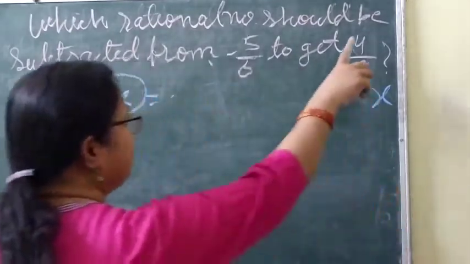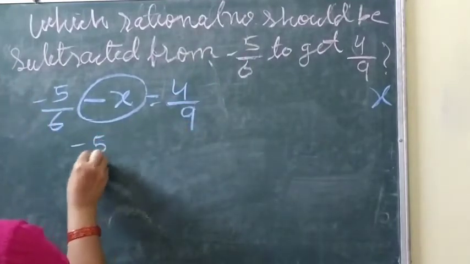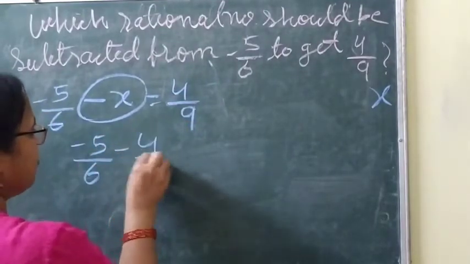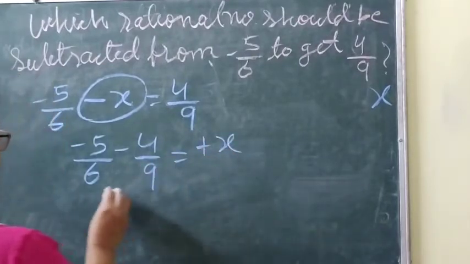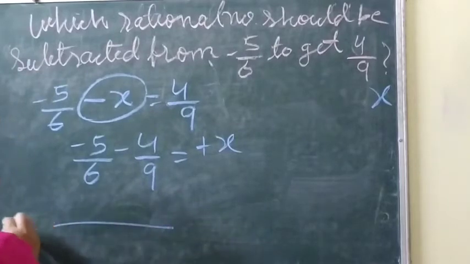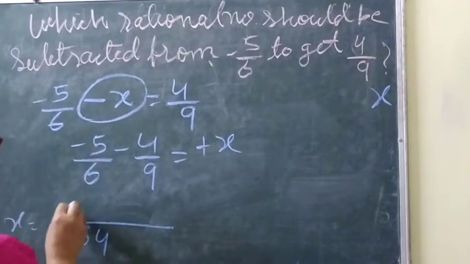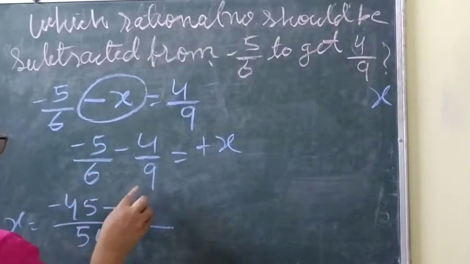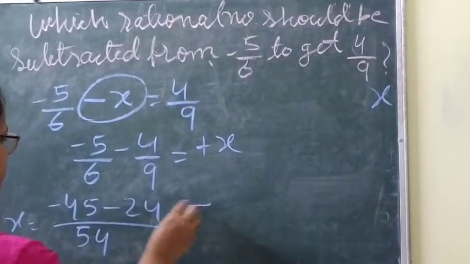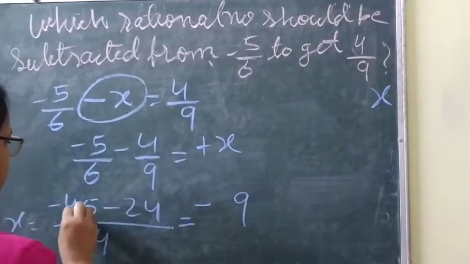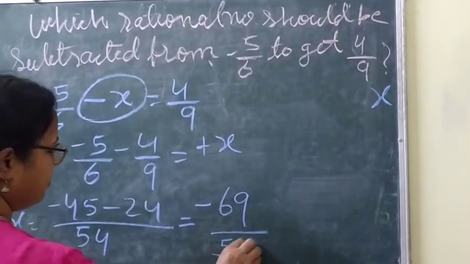Okay? So 4 by 9. Here you write 4 by 9. So minus 5 by 6 minus 4 by 9 and then plus x. Okay? So now take out the LCM, 54. 6 9s are 54, and then here 45, then 9 6s are 54 and 6 4s are 24. Okay? Then minus 45 minus 24, minus 9 by 54.